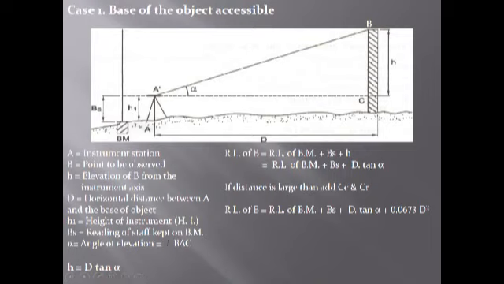Let's talk about the long distance. If the distance is large, then add the curvature and refraction correction (CC and CR). If the distance between the base of the object and the instrument is very large, we use this formula: reducing level of B equals reducing level of benchmark plus BS plus D tan alpha plus 0.0673 D squared, where D is the distance.